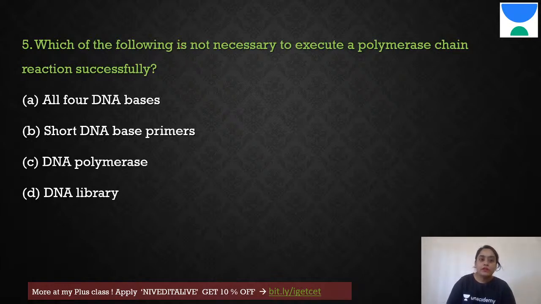Okay. The four DNA bases, A, T, G, C, are all required. Obviously, at any given point of time they are all required. So therefore that is true. Short primers also we require, right? The two primers that we add, the forward and reverse primer. DNA polymerase, specifically Taq polymerase, is very important. DNA library, however, we don't require. DNA library is where, in your entire DNA, whatever is there, the information on all the DNA and the structures and everything is not required.